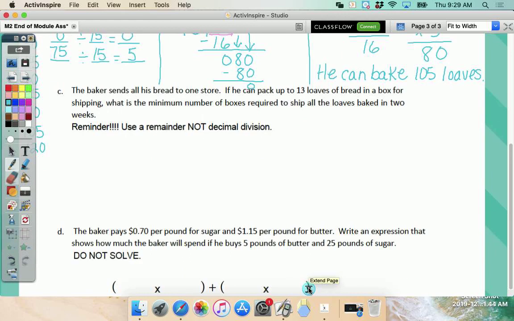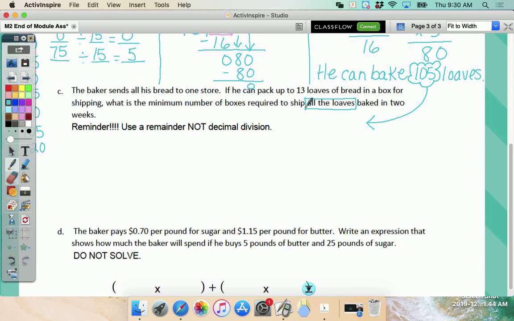Okay? Now, you know how things keep going and going and going? Whatever you get on B, you need on C. So do you need to come and show me your answer for B before you do C? Yes, you do. Okay. You got that? The baker sends all his bread to one store. If he can pack up to 13 loaves of bread in a box for shipping, what is the minimum number of boxes required to ship all the loaves? This is very important. Put a box around it. Baked in 2 weeks. Reminder, use a remainder, not decimal division.